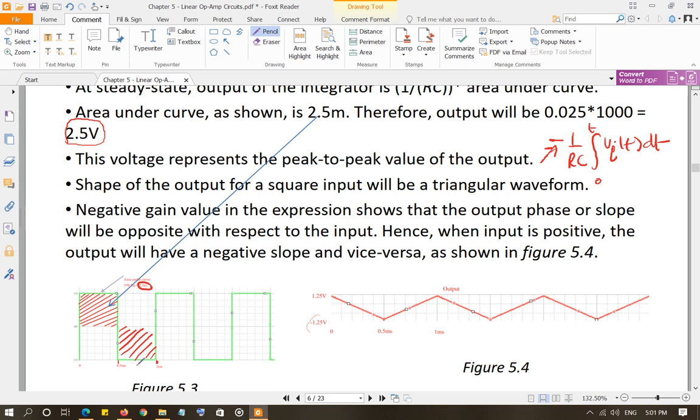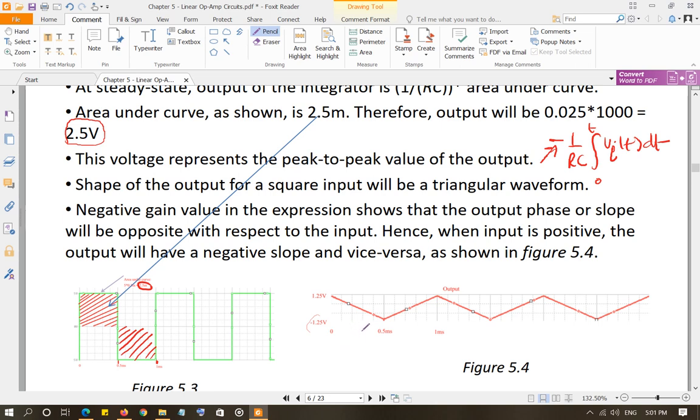And when the area is negative over here, then that negative is going to be multiplied by this negative, and you have the positive slope. So it's going to go from negative 1.25 to 1.25 in the next half of the cycle. And of course this will keep on repeating. Again, this will happen after you achieve a steady state, because initially the capacitor is going to take some time to charge and discharge until it hits a steady state.